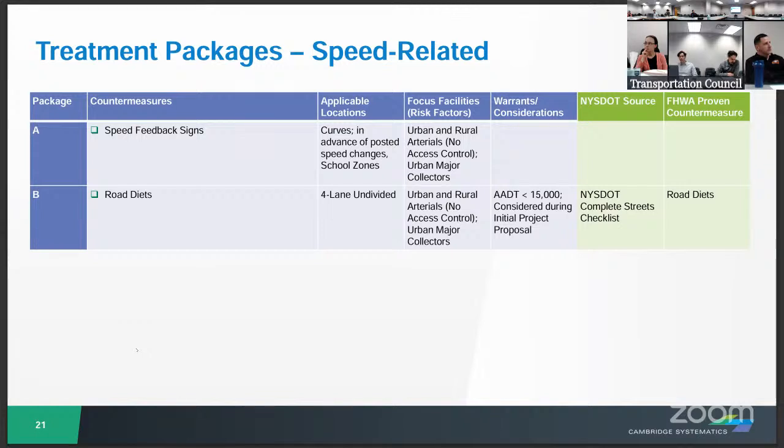You know, NYSDOT's own guidance says 15,000 vehicles or less a day. That could maybe be considered lower as well. So those are the 19 preliminary packages that we have right now. We will send that out following the meeting, but if anyone else has any questions, comments, maybe suggestions? Floor is open.